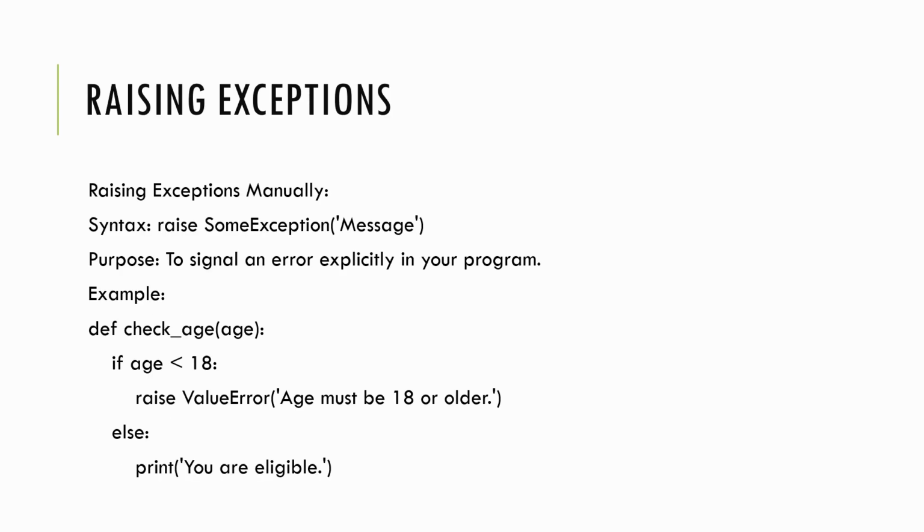Sometimes you might want to explicitly raise an exception in your program. You can do this by using the raise keyword followed by the exception type and an optional error message. In this example, we define a function to check if someone's age is under 18. If it is, we raise a ValueError, signaling that the age must be 18 or older.